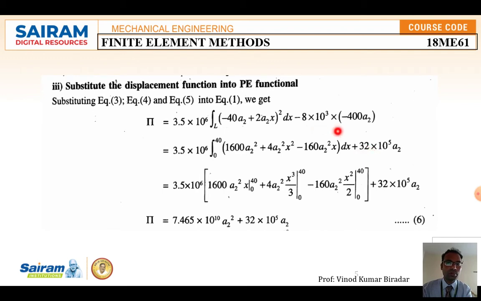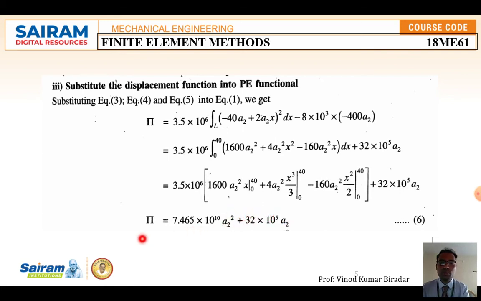You have to multiply this 32 into 10 to the power of 5 a2, so you are going to get this equation. Again simplify this and apply the integration here. One time substitute 0, another time 40. So 3.5 into 10 to the power of 6, 1600 a2 whole square x, substituting 0 to 40, plus 4a2. Again substitute 0 one time and 40 the other time, that is 0 minus 40, plus 32 into 10 to the power of 5 a2. After doing this integration, you are going to get pi is equal to 7.465 into 10 to the power of 10 a2 whole square plus 32 into 10 to the power of 5 a2.